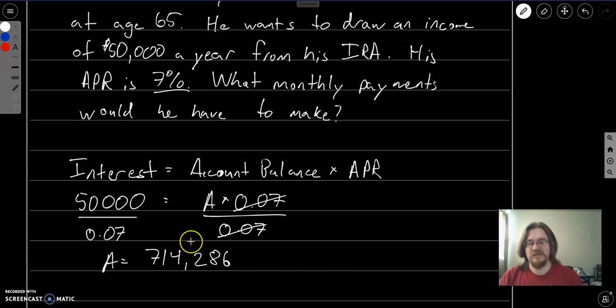Cool. This would need to be his account balance at age 65 in order to make $50,000 a year on interest, so that he could just spend that $50,000 a year and make that same amount of interest the next year. So the question is, what monthly payments would he need to make in order to get that much money into his account with that APR?